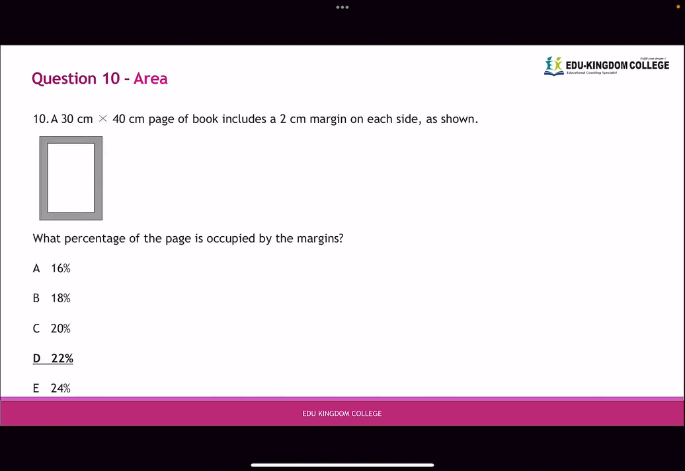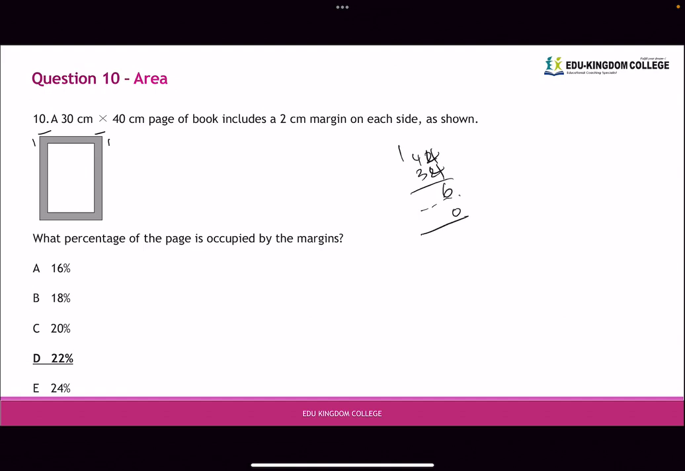All right, last question. So a 30 times 40 centimeter page of books includes a 2 centimeter margin on each side. So the area of the page minus the margin is, okay, let's just include the margin first. So 32 times 42, sorry, it should be 44 times 34. So there's 2 margins on each side. So you're adding 4 to each side.